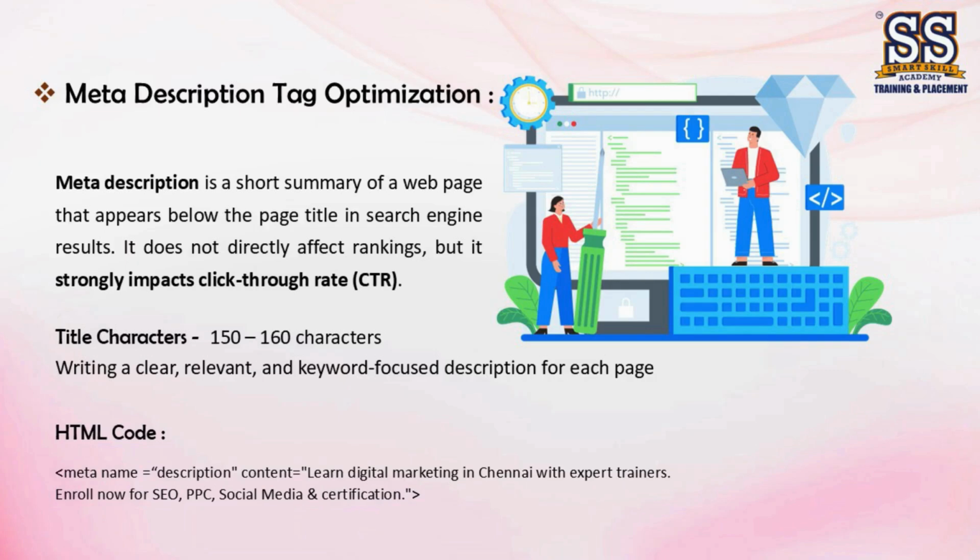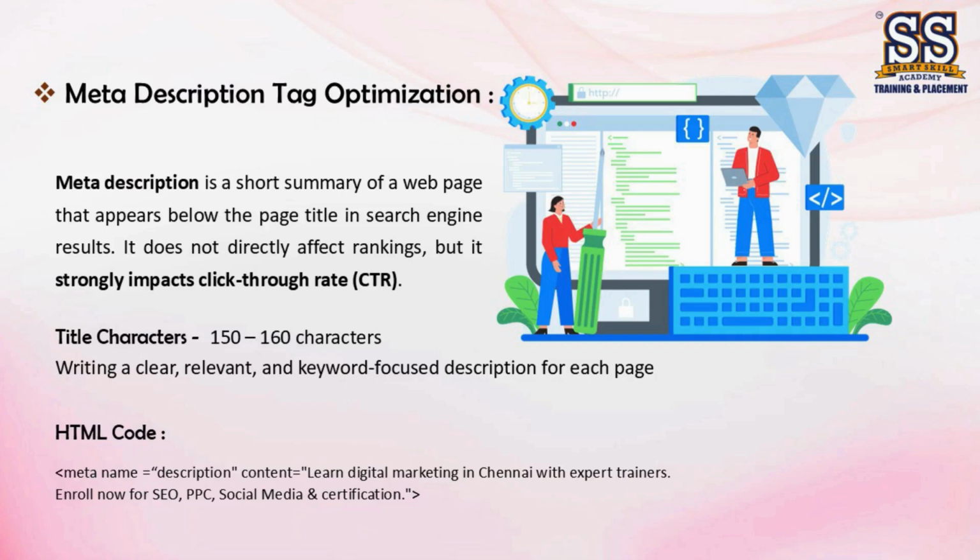The ranking versus CTR paradox: it is important to note the meta description does not directly affect your search engine rankings. However, it strongly impacts your click-through rate, CTR. If your description is compelling, more people click, and more clicks tell Google your page is valuable. To ensure your message isn't cut off by Google, aim for a length between 150 to 160 characters. Your goal is to write a clear, relevant, and keyword-focused description for every single page on your site.